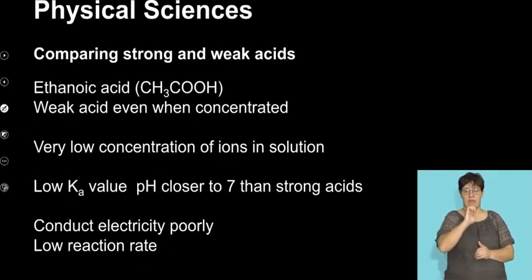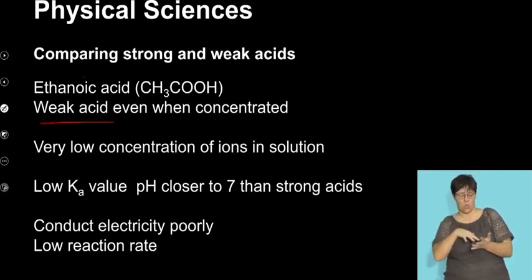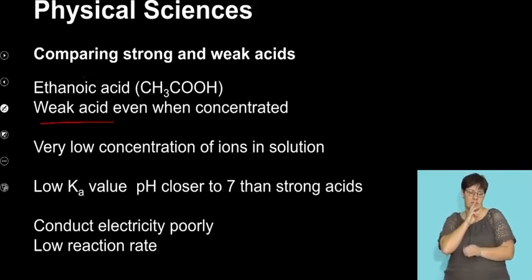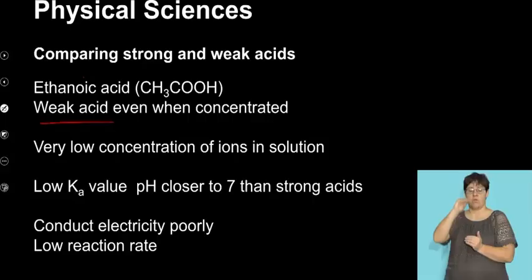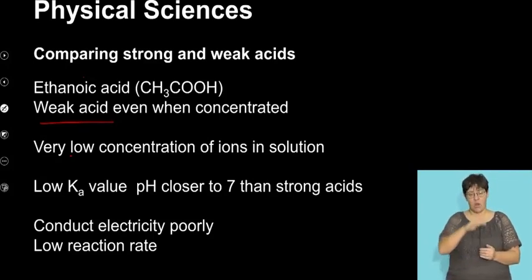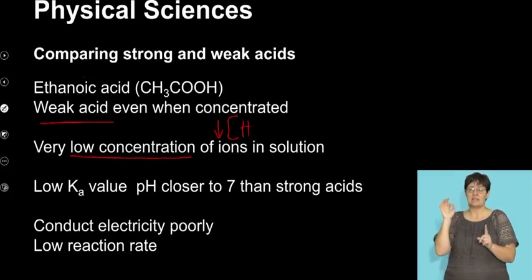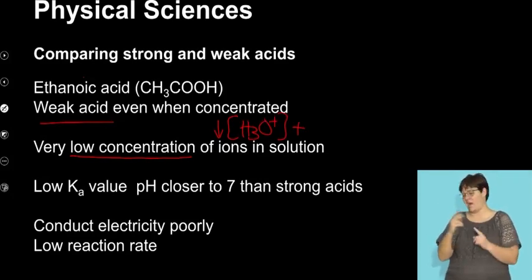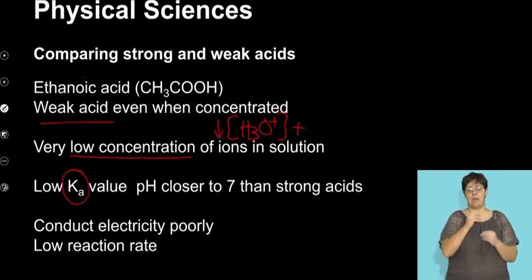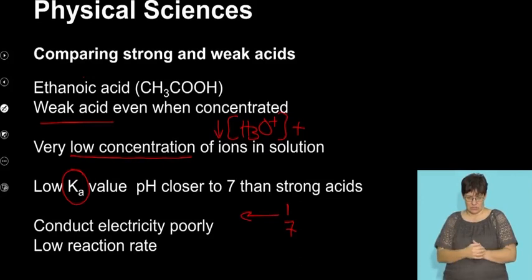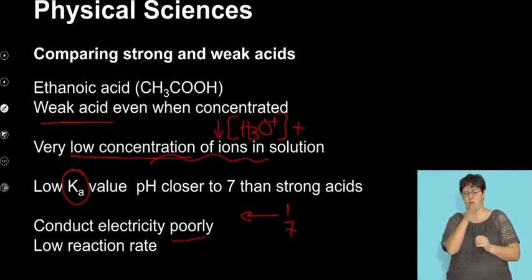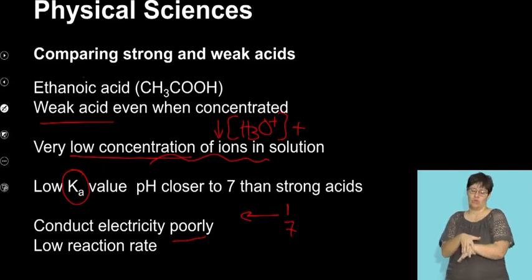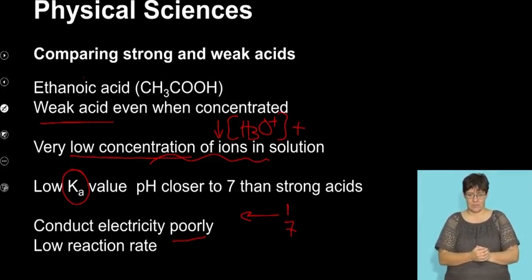When we look at ethanoic acid, which is a weak acid, it can also be concentrated or dilute. When it's concentrated, there's a large number of moles in the volume, and when it's diluted, there's a low number of moles in the same volume. So ethanoic acid has a very low concentration of ions, specifically the hydronium ions and whatever the anion is, and it leads to a very low Ka value, and the pH is then very close to 7 on our pH scale. It conducts electricity poorly because there are only a few ions in solution, and the reaction for such a weak acid will be a low rate of reaction.